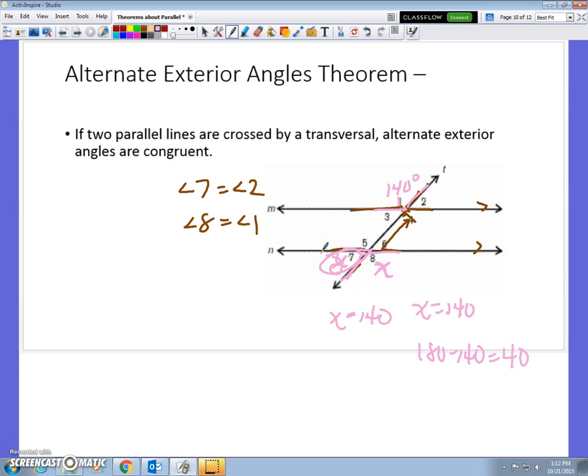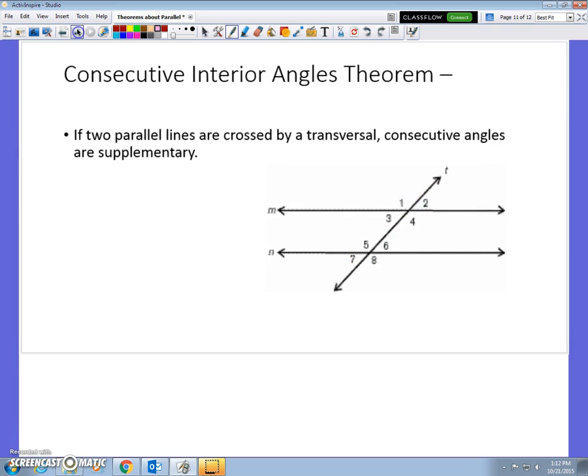So, okay, you get the idea. These theorems are going to be really handy. Once you get the lingo and the vocab, it won't be too bad for you. Consecutive interior angles. You're going to like this one. This one's a little different. It doesn't say anything about congruent, but it does say if two parallel lines are crossed by a transversal, so that's the key in all these parallel line angle theorems. There's two parallel lines always. Consecutive angles are supplementary.